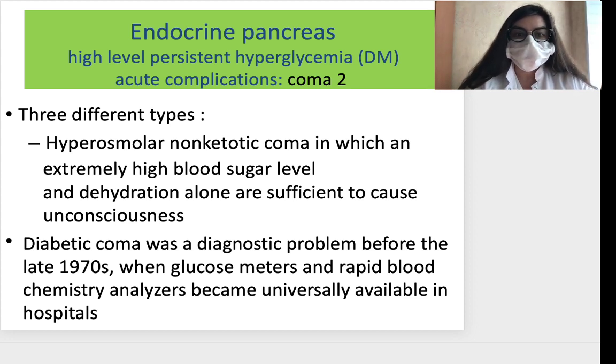Okay, what about history? Diabetic coma was a diagnostic problem until the late 1970s, when glucose meters and rapid blood chemistry analyzers became universally available in hospitals. From this moment, diagnosis of diabetic comas became much easier.